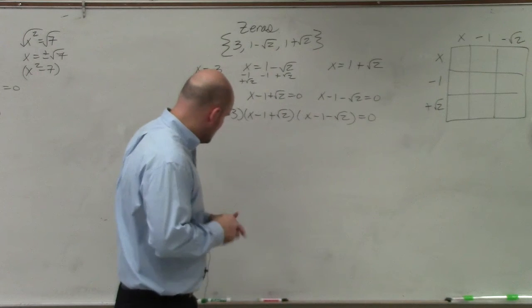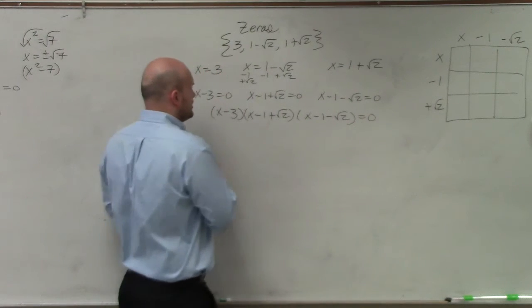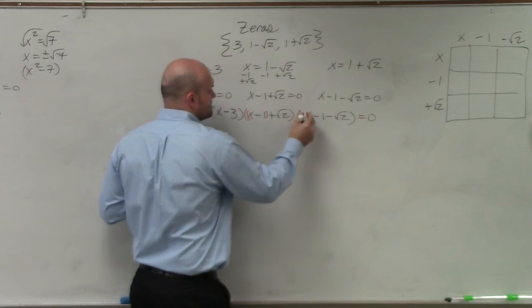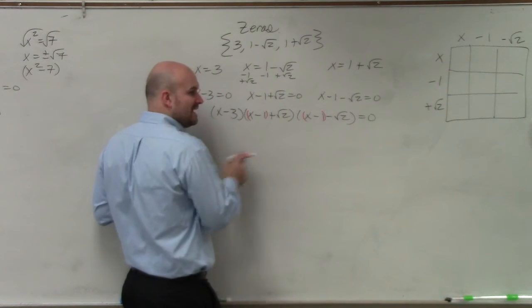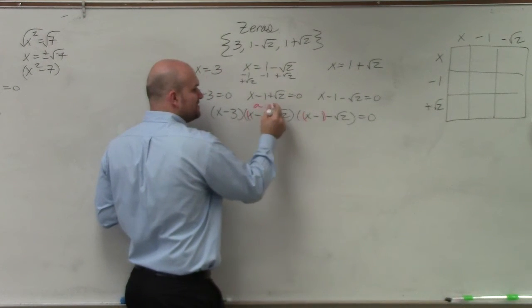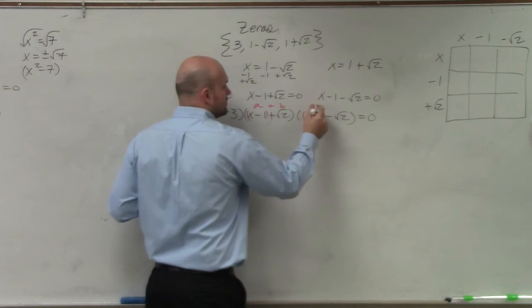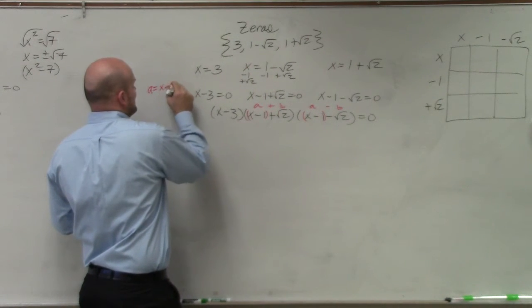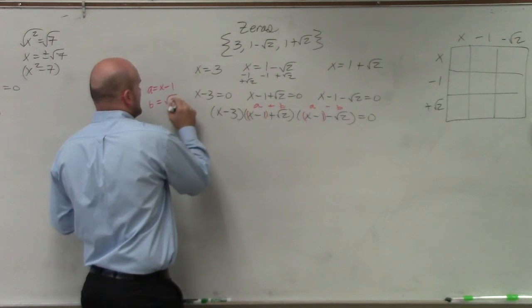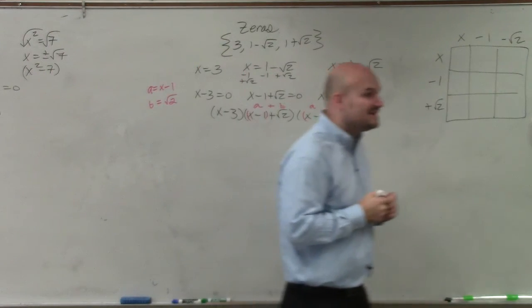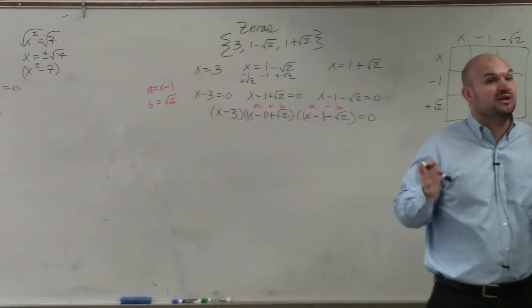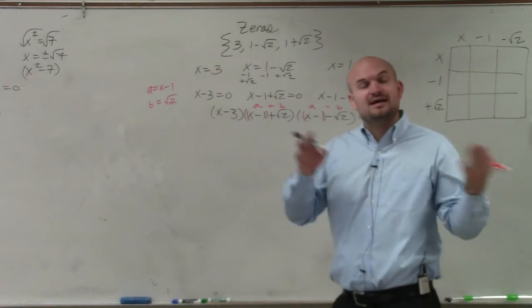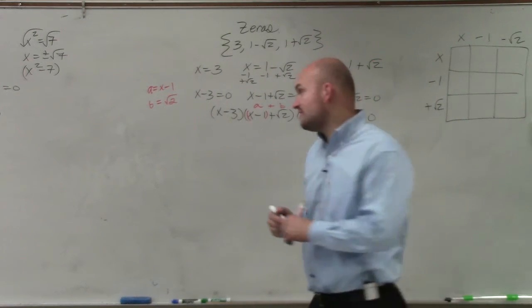What I want you guys to notice about this problem is I can group the x minus 1s together. When grouping that, what I see now is a difference of two squares, where a is equal to x minus 1 and b is equal to the square root of 2. And that's really nice, because in a difference of two squares, you only have to multiply the first terms and the last terms, because the middle terms will cancel out.